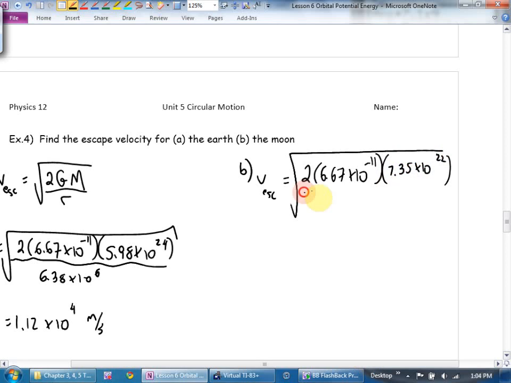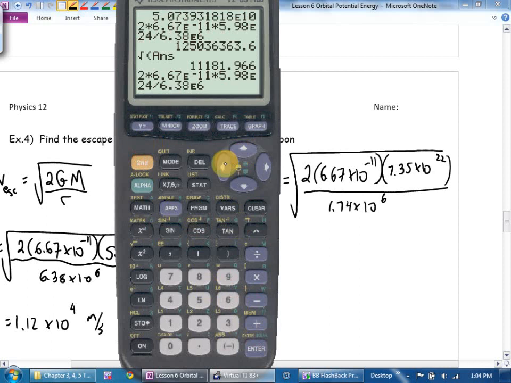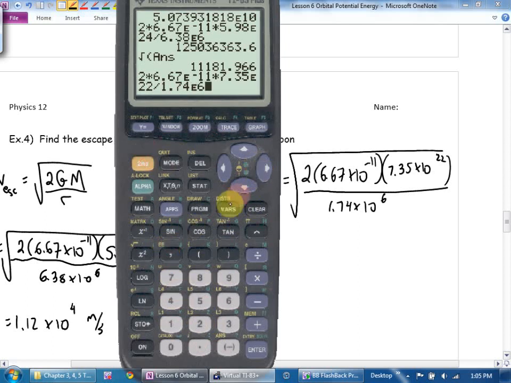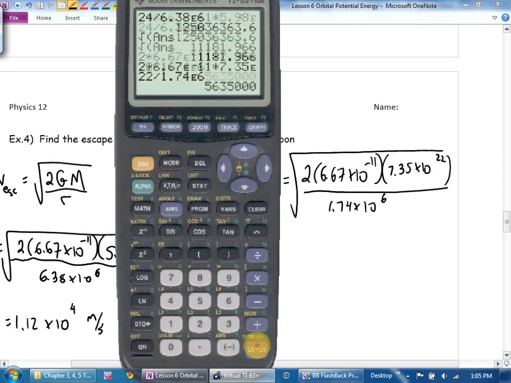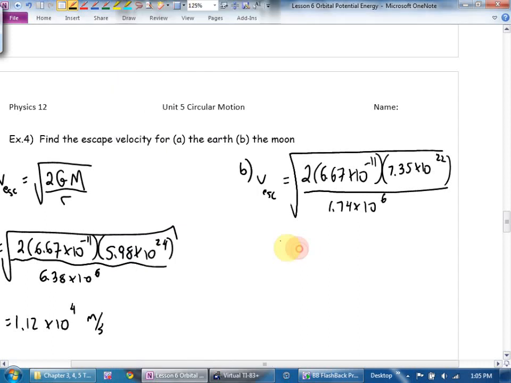Now, I am going to be kind of lazy and go second function enter, and let's see if I can just change these numbers to 7.35 times 10 to the 22 and 1.74 times 10 to the 6th. Square root of that. Considerably slower, smaller. 2.37 times 10 to the 3rd. Yep. And as well, the moon has no atmosphere, so ignoring air resistance there is mathematically valid. Here, clearly not.